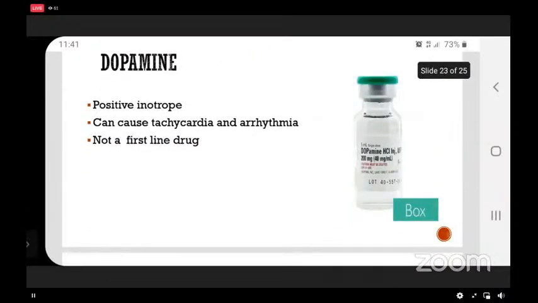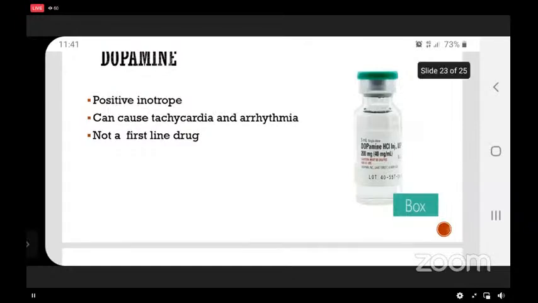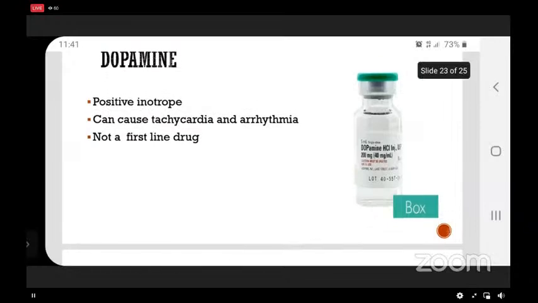Finally, we talk about something about dobutamine. It's not being regularly used. It's not a first line drug, but you have to have some knowledge about dobutamine. It comes in a vial. It's a positive inotrope. It has some bad side effects like arrhythmias and tachycardia. Again, you can start this medicine with a peripheral line until the central line is available.